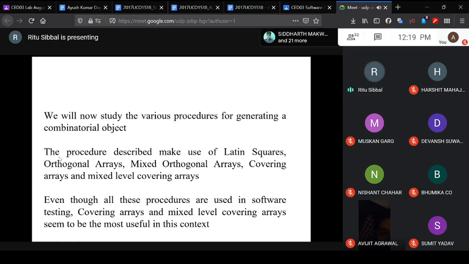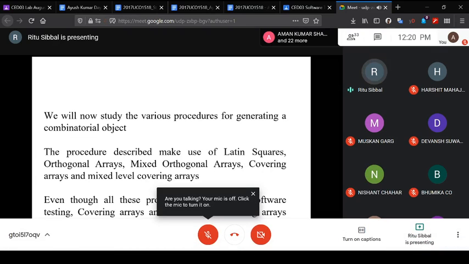Now, what do these procedures use? They use some ancient mathematical concepts for generating the combinatorial object, and these are Latin squares, orthogonal arrays, mixed orthogonal arrays, covering arrays, and mixed level covering arrays. So we'll be studying all these concepts basically. All these procedures are used in software testing.